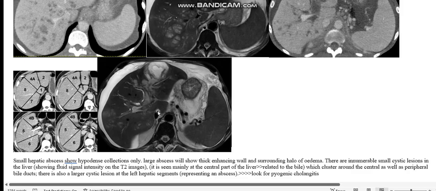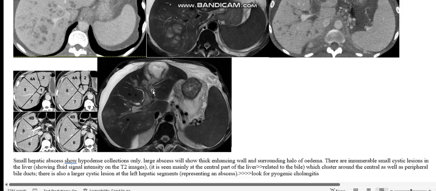So if you see 1, this is 2, this is 4A, this is 8, 7. Here this is 1, so this is 2 and 4A, and this is 8 and this is 7. 8 is the dome of the liver, and you will notice that most hepatic abscesses tend to involve the dome of the liver.